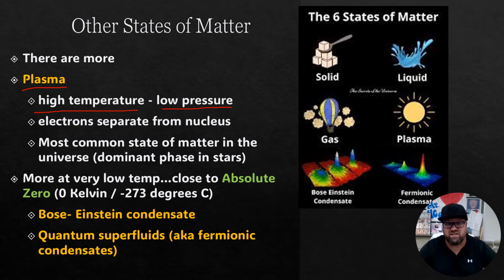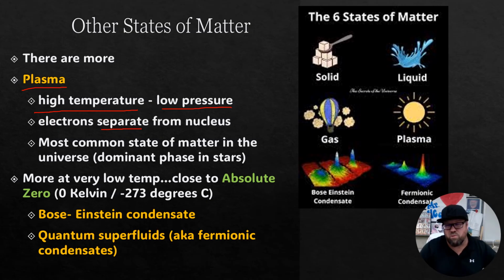And what happens is the electrons separate from the nucleus in plasma. So normally we kind of imagine electrons going around the nucleus. They move around the nucleus. In a plasma, they actually separate, right? Because the temperature is so high and the pressure gets to be so low.